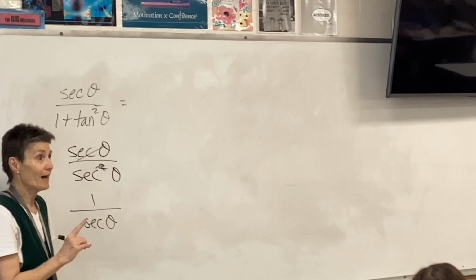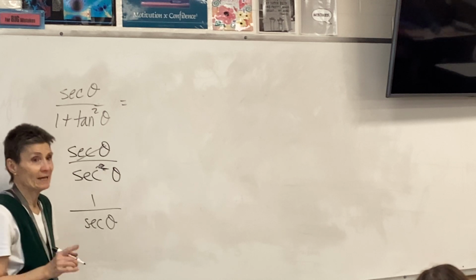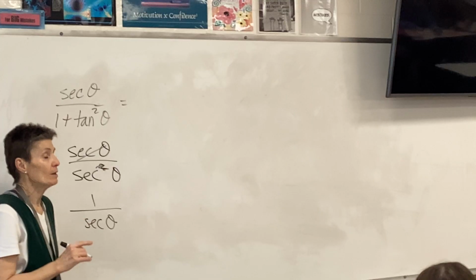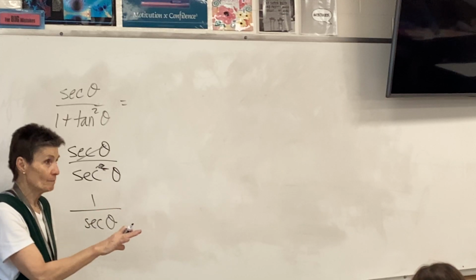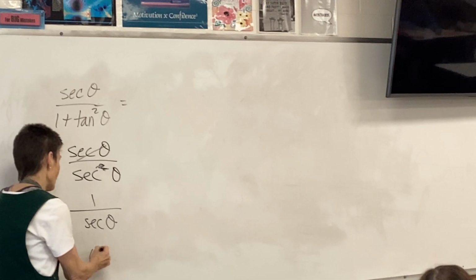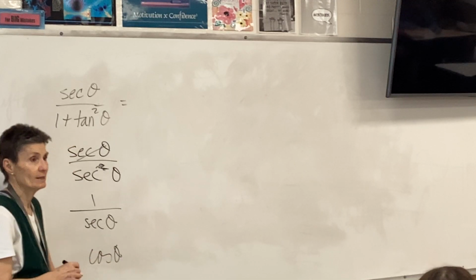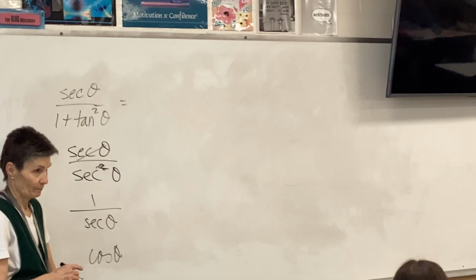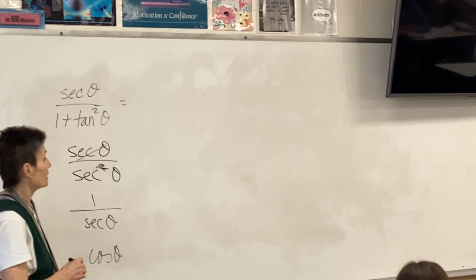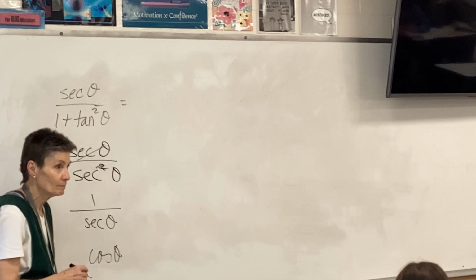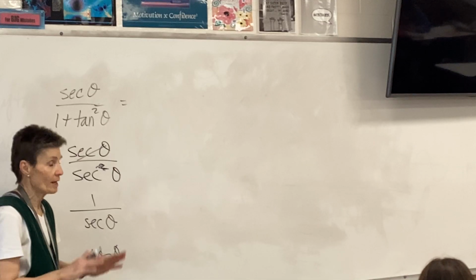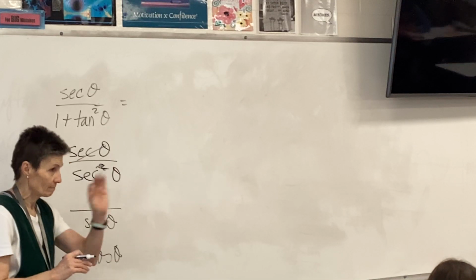Now remember, we're not leaving 1 over anything, so we have to remember 1 over is a reciprocal. What's the reciprocal of the secant? Cosine. So your simplified answer is cosine. Doesn't matter. Did you get the same answer? Yeah. Okay, we talked about that. There's lots of ways you can do the problem. As long as you're ending up at the same place, you're okay.